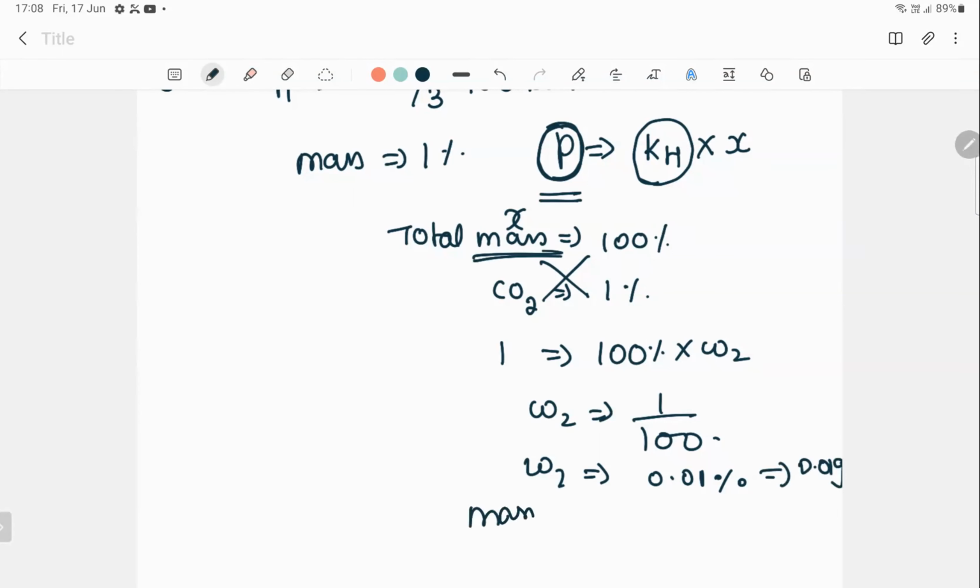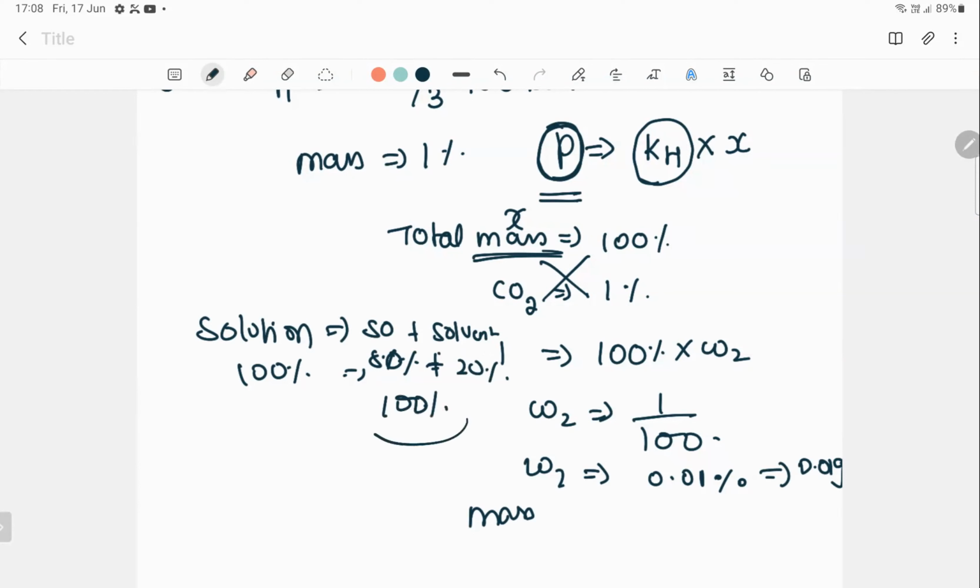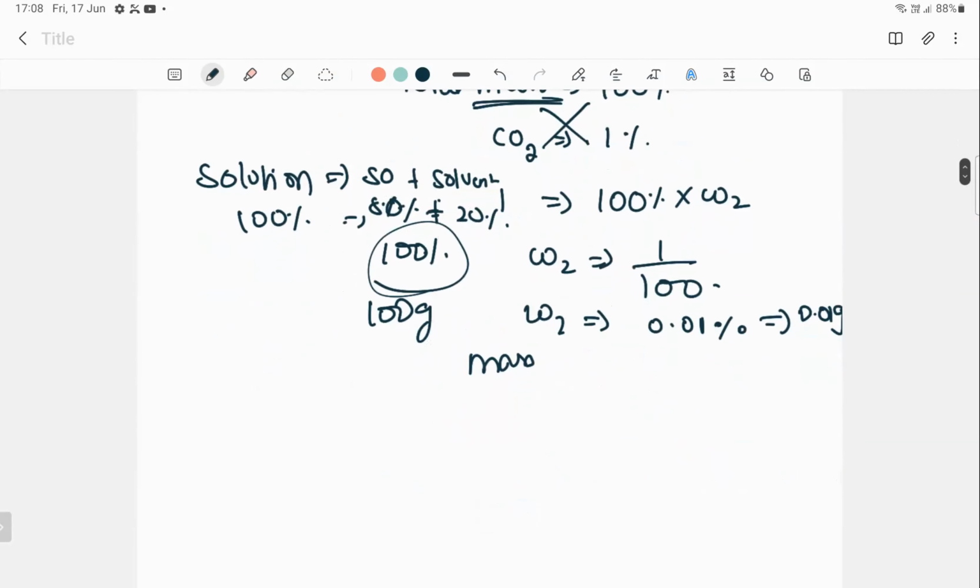Correct? So mass is equal to, see, if a solution is there, if your solution is 100%, your solute is 80% and your solvent is 20%. Take it in this form, which means 100%. In the 100%, you can also write in grams, right? If you literally want the conventional method, you can directly divide by 100. The immediate answer is the same only. So we need to convert it right now. Mass of CO2 is this much, which means we need to convert it into pressure. So into pressure means 0.01 gram.